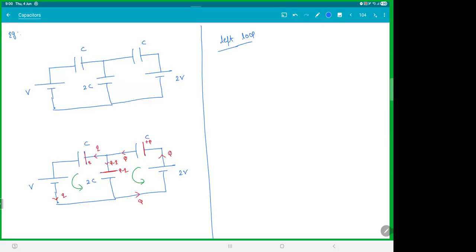If I start from here, I'm going to the left. Look at this thing. I'm going to the left from positive to negative plate, so minus q by C. Then I'm going through the battery from positive to negative, minus V. Then I'm going like this, in the middle one, from negative to positive plate, plus (Q minus q) by 2C. I came back to the same point, so the potential difference is zero.